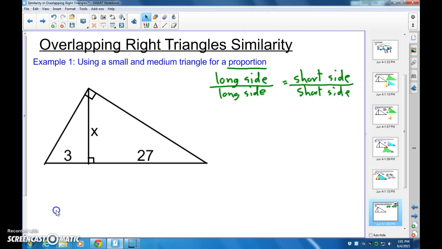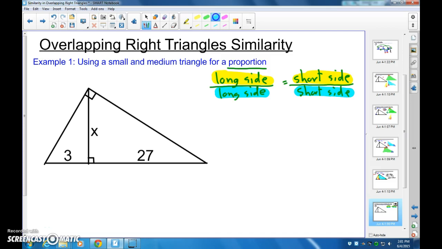When I set up this proportion, I am going to have the long side of the small over the long side of the medium equal the short side of the small over the short side of the medium. So let me show you why I know this when I lay it out.